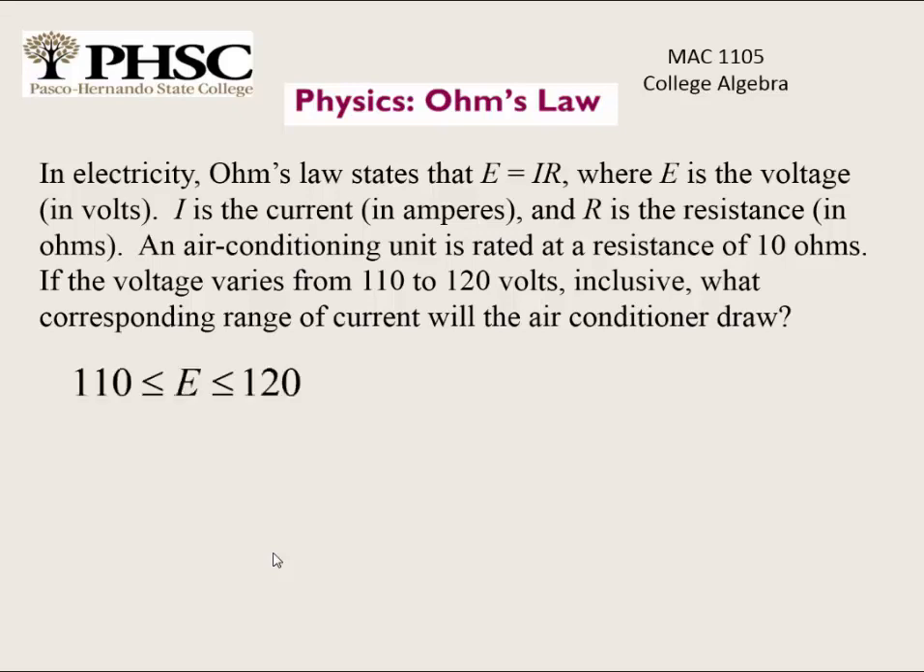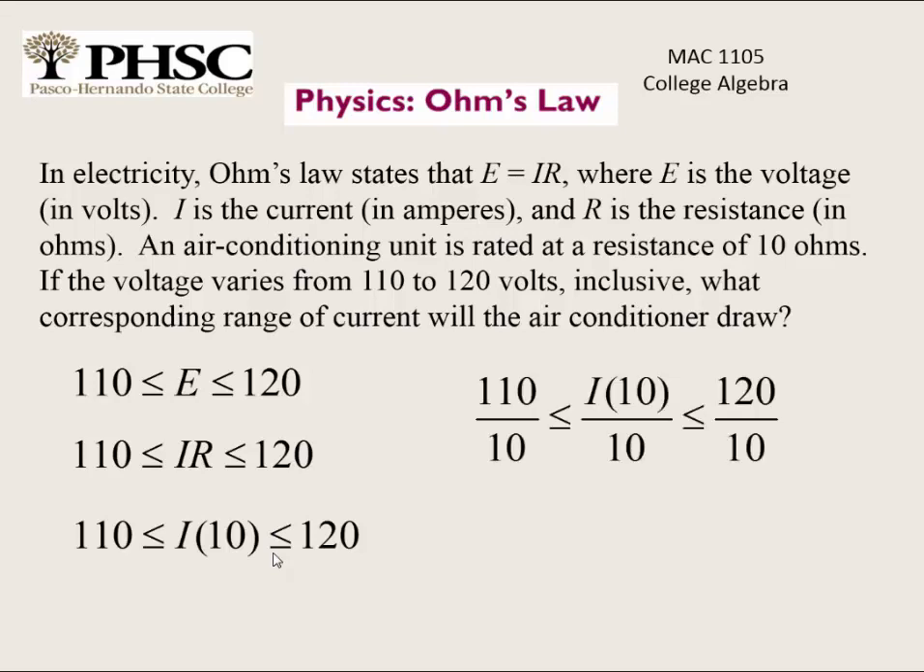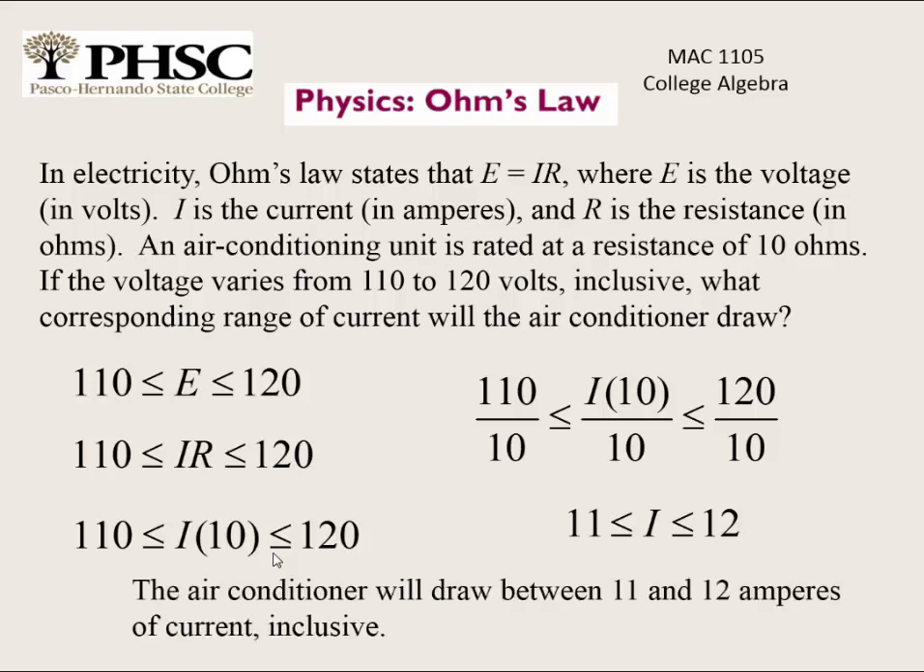So here we have that 110 is less than or equal to E, less than or equal to 120. Now E is equal to IR, and we know that R is equal to 10. So we're just solving for I. What we're going to do now is divide everything by 10. So we divide the left, the middle, and the right by 10. We get that 11 is less than or equal to I, less than or equal to 12. So the air conditioner will draw between 11 and 12 amps of current inclusive.